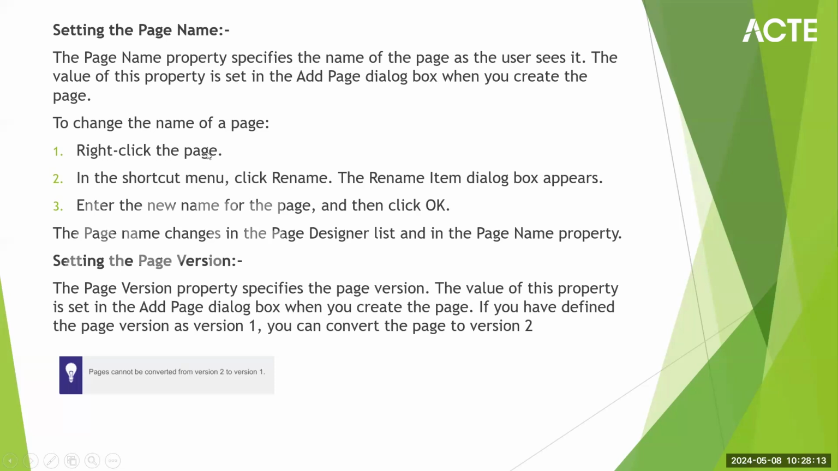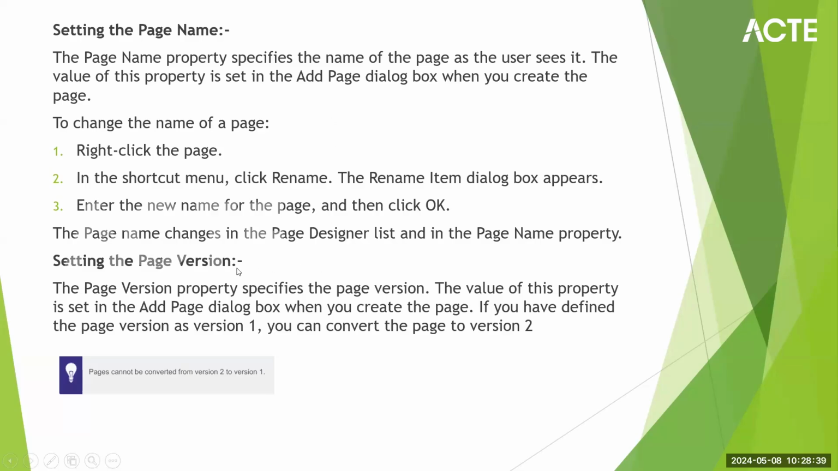Right click on the particular page. In the shortcut menu, click rename. If you right click on that particular page name, you can see rename. A rename dialog box will appear. You can enter the new name and click on OK. So the page name will change in the page designer list as well, in the manuscript.